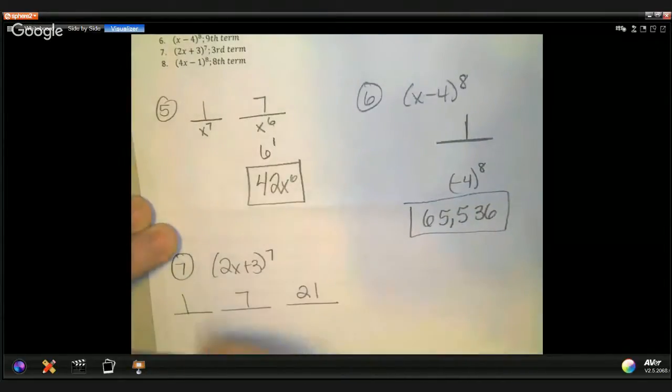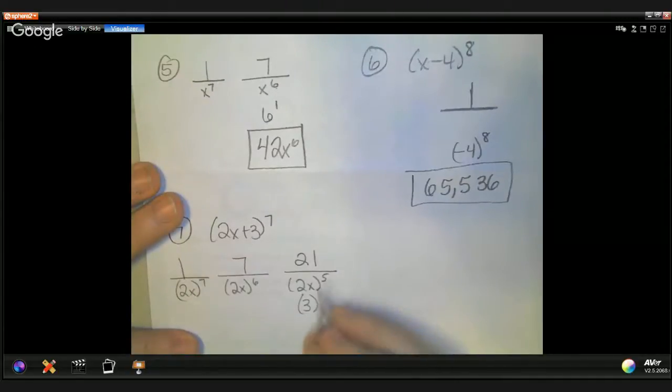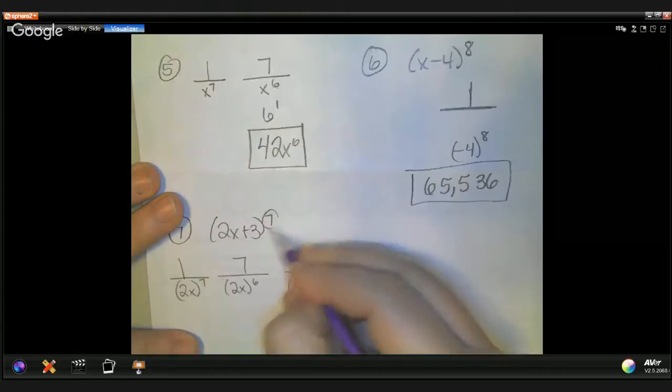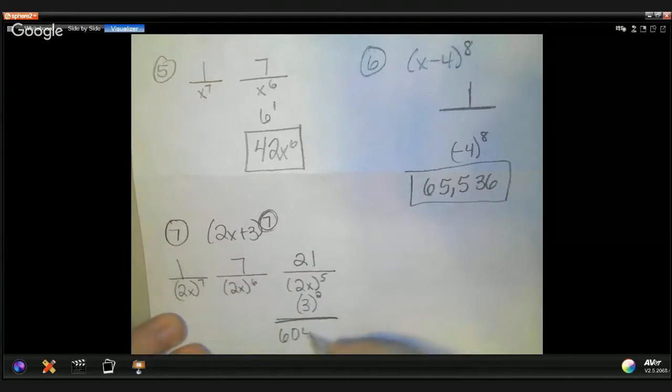Okay, so this would be 2x to the 7, 2x to the 6th, so this is 2x to the 5th. Well, that means that this has to be 3 to the 2nd, because those, again, have to add up to 7. And so I need to figure out what 2 to the 5th is. So 2 to the 5th is 32 times 9 times 21. It's a pretty big number, 6,048x to the 5th.